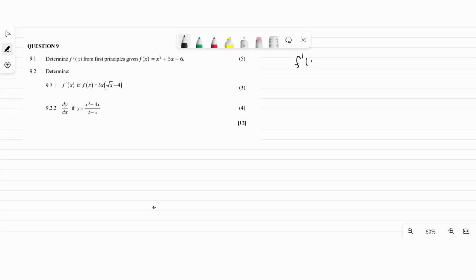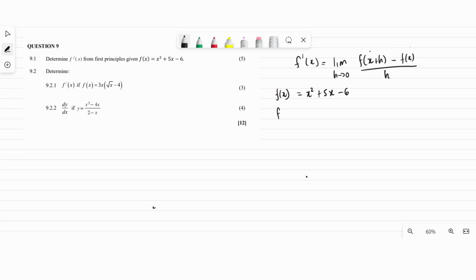So f prime is going to be equal to the limit when h approaches 0 of f of x plus h minus f of x, divided by h. This is what it means, right? So the first thing is we need to find the components. So I'm going to find f of x first, which is they gave us as being x squared plus, right?